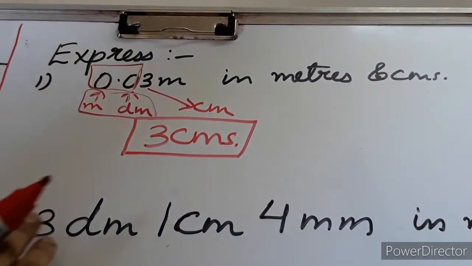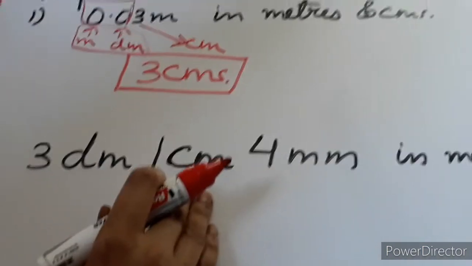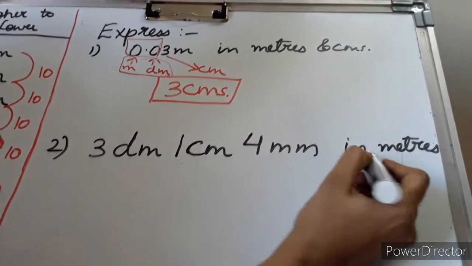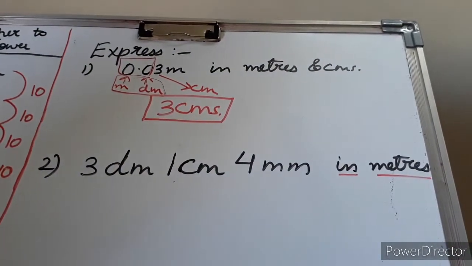Now suppose the next question here is 3 decimeter, 1 centimeter, 4 millimeter. In meters you have to do. Where is decimeter?